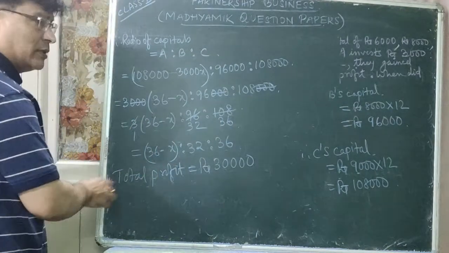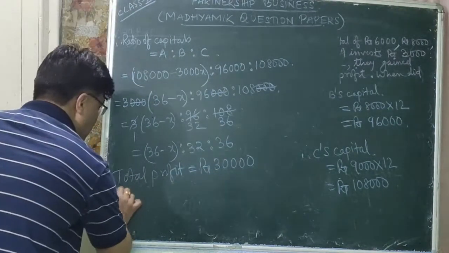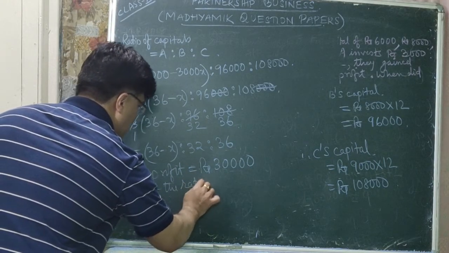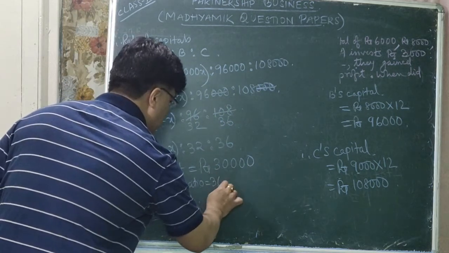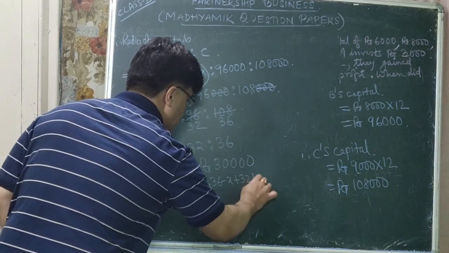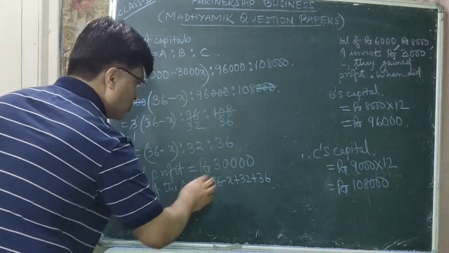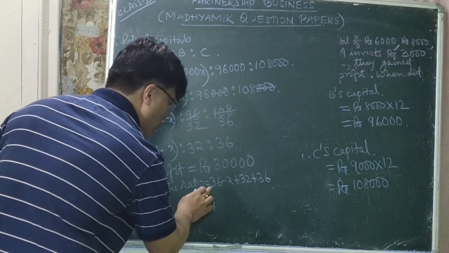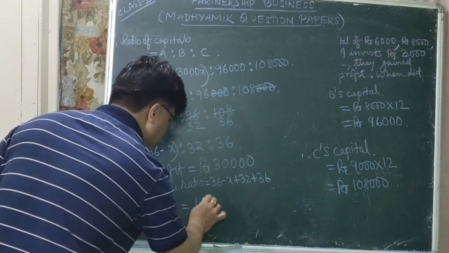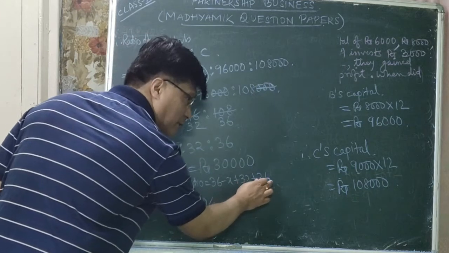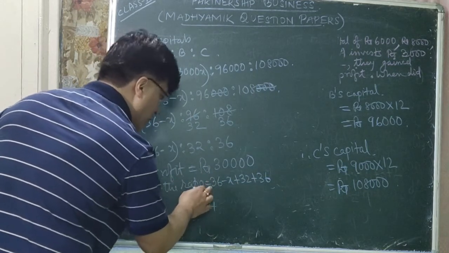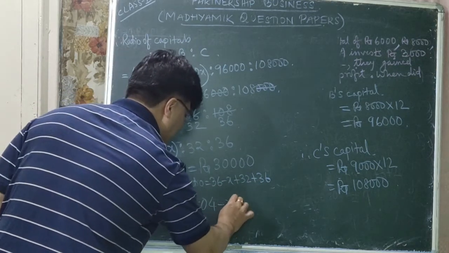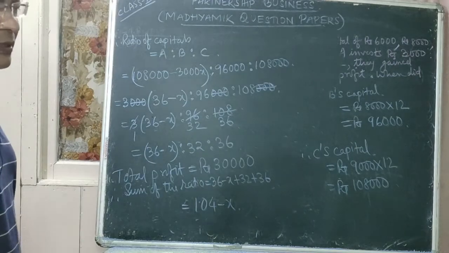Now you have to find out the sum of the ratio. So therefore, sum of the ratio is equal to, what is the sum of the ratio? 36 minus x plus 32 plus 36. So you can add those numbers. 6 plus 2, 8 plus 6 is 14, 4, carry 1. 4 plus 3, 7, 7 plus 3 is 10. So this is 104 minus x. So this is the sum of the ratio.